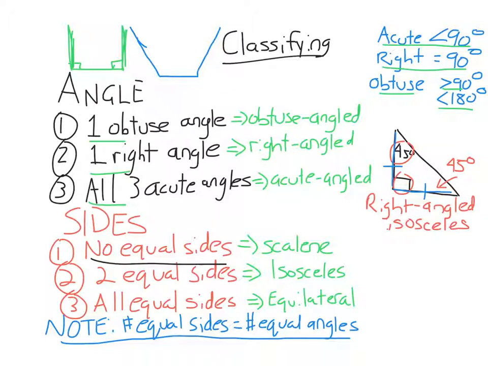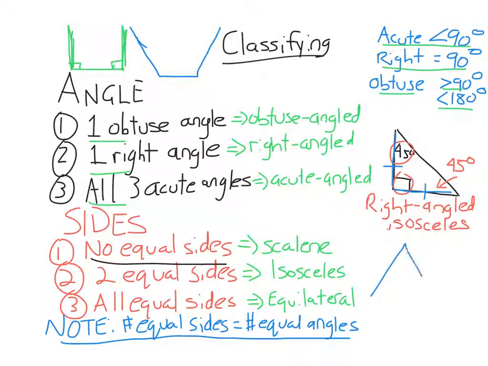The very last thing I want to say is that if we have an isosceles or scalene triangle, they can be obtuse-angled, right-angled, or acute-angled. But it turns out if you have an equilateral triangle, it can't be obtuse-angled or right-angled.